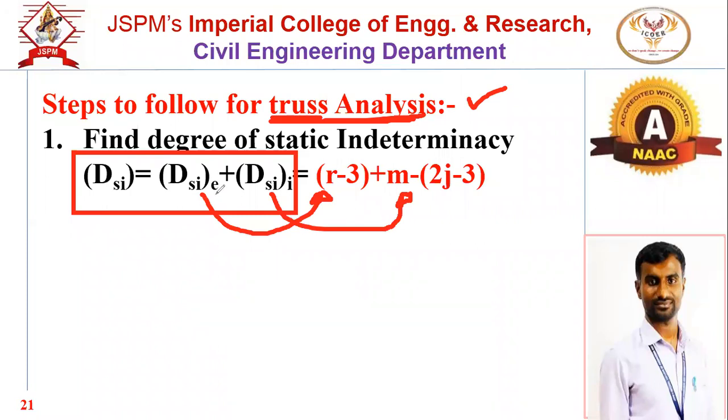DSI external plus DSI internal. DSI external is given by the formula R minus 3, where R is the number of unknown reactions. You can write: R, number of unknown reactions. And the number of unknown reactions depends on which factor?